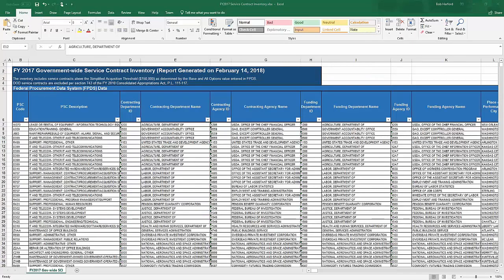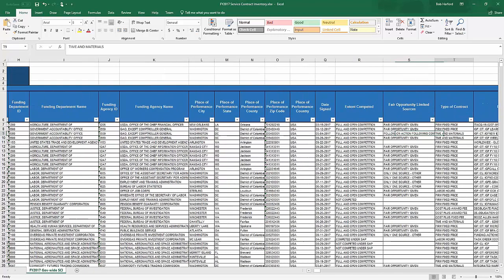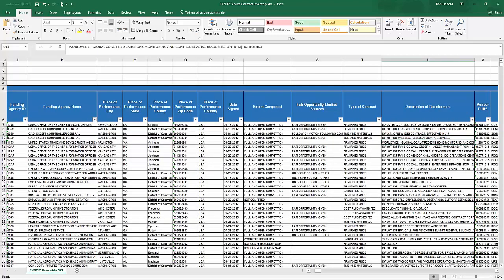Okay, and then the last thing we'll look at is this. This is that government-wide service contract inventory report that's on acquisition.gov. And you can see it has a lot of the same fields that we just picked in our ad hoc report: the PSC code, the contracting department. We didn't have funding. But these are all fields out of FPDS-NG.